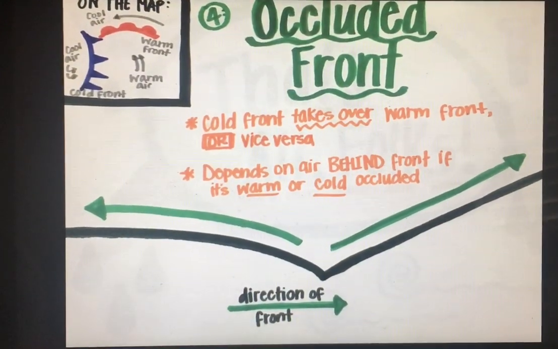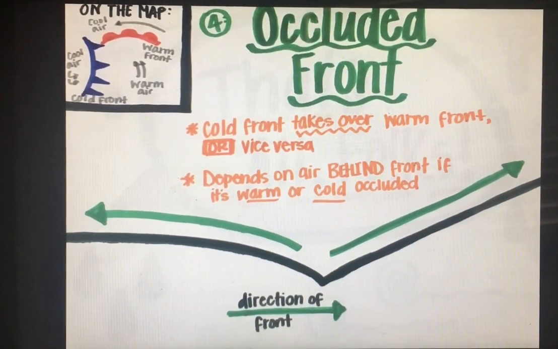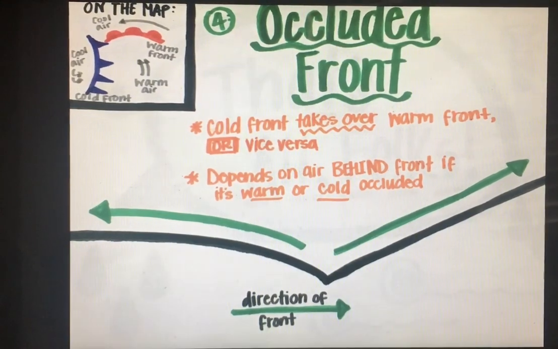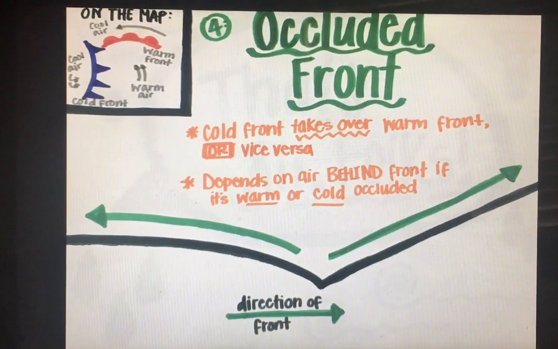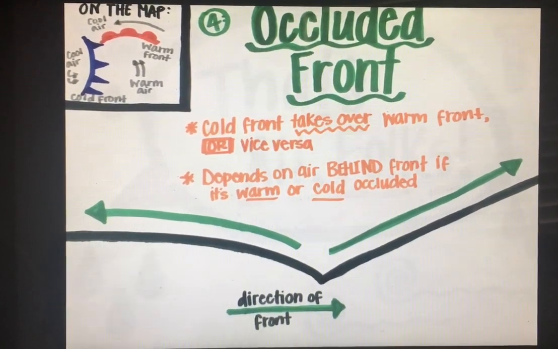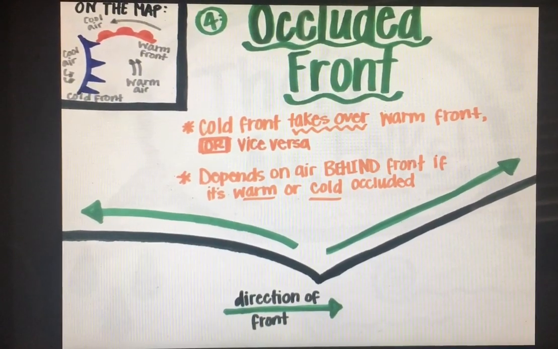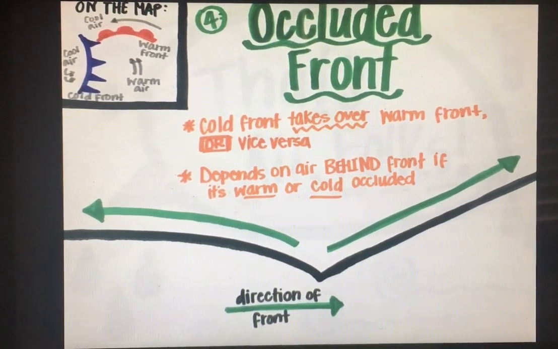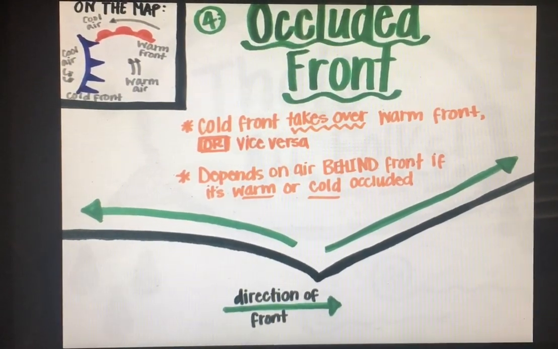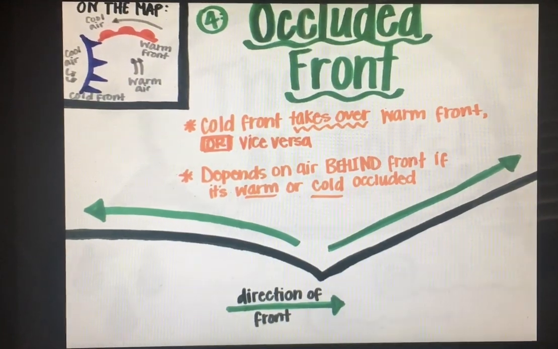The final front is the occluded front. This is when cold fronts or warm fronts take over one another. It depends on the air behind the front if it's warm or cold occluded, as well as the direction of the front. In the left corner, you can see that both the warm front and the cold front symbols are shown.